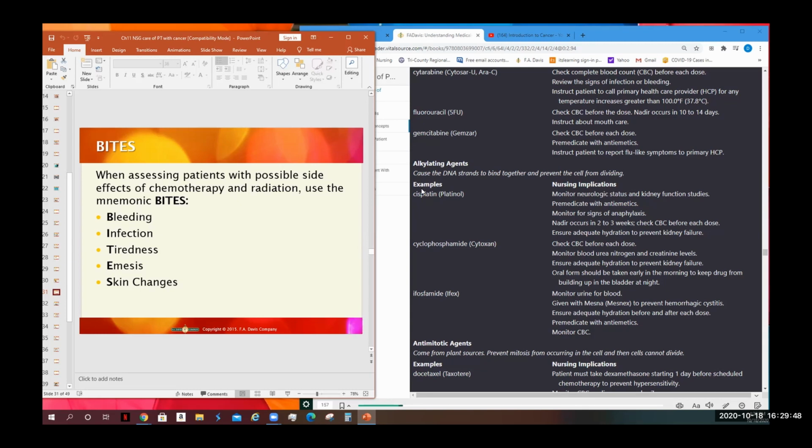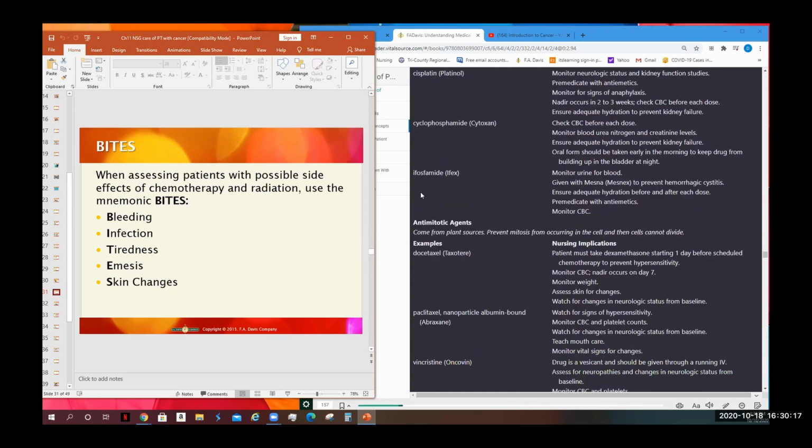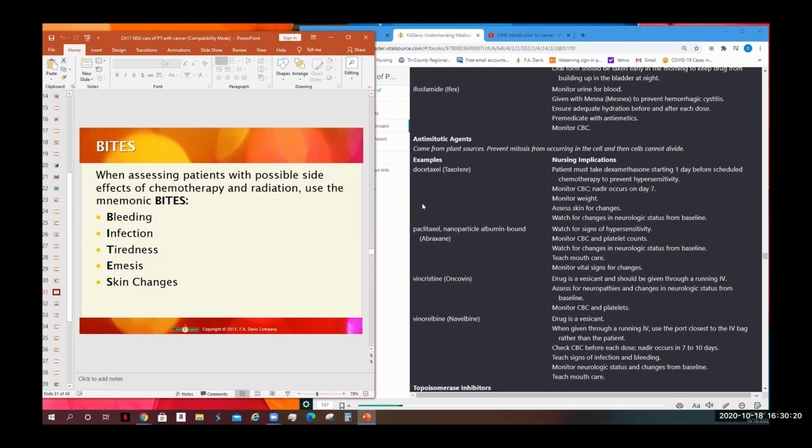The ifosfamide or IFEX has some nursing implications as well. You'll want to monitor the urine for blood, and it's given with Mesna, also called Mesnex, to prevent hemorrhagic cystitis. Ensure adequate hydration before and after each dose, and pre-medicate with antiemetics. Monitor CBC. The next agent group would be the antimitotic agents, and those come from plant sources, preventing mitosis from occurring in the cell, and then the cells cannot divide.